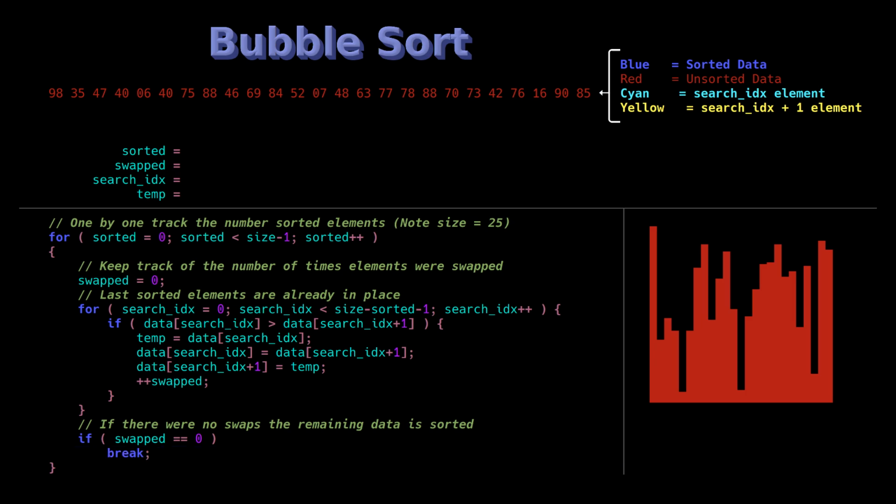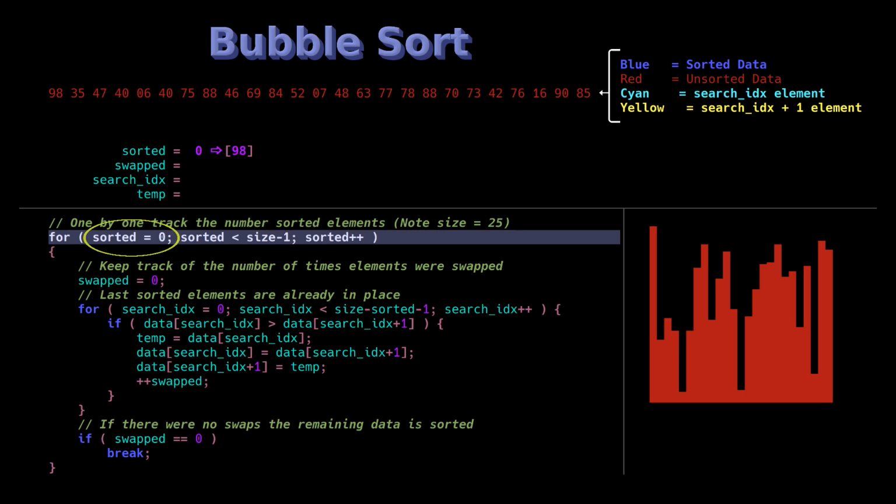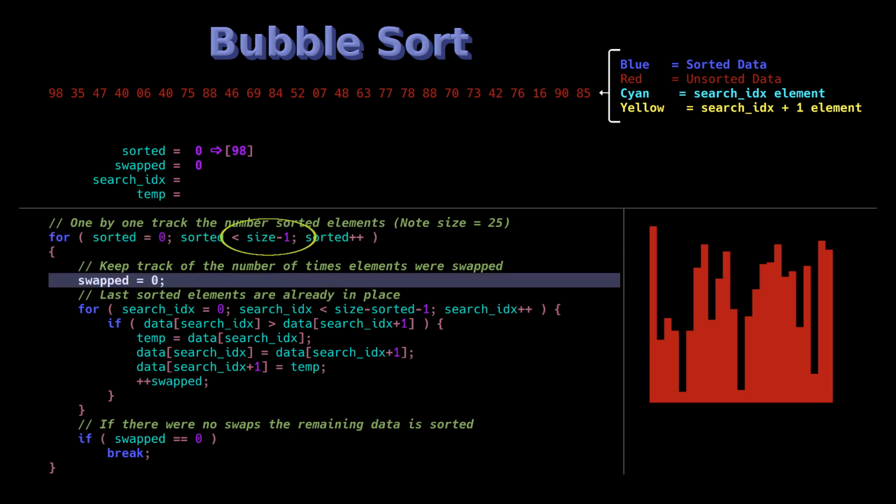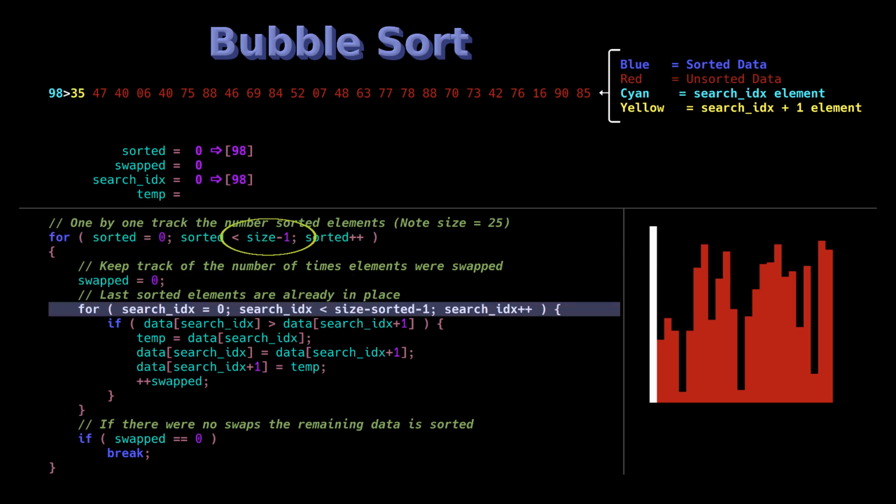Now let's watch as this unfolds. We start with the sorted value of 0, meaning the first pass of the inner loop through the unsorted portion of the array will end at the second to the last element, where that and the last element will be compared. When we finish the first pass, the last element of the array will be in sort, and with each successive pass one more will be in sort.